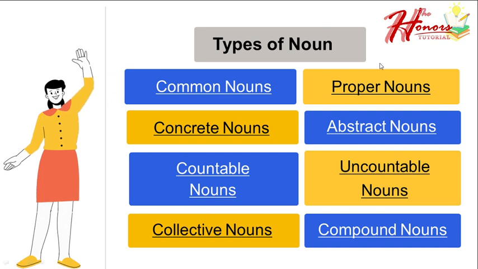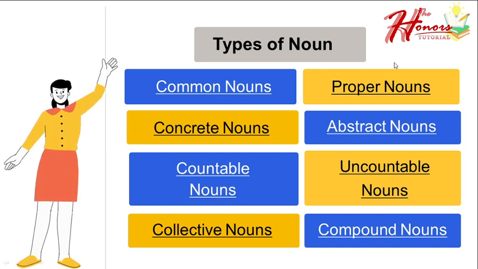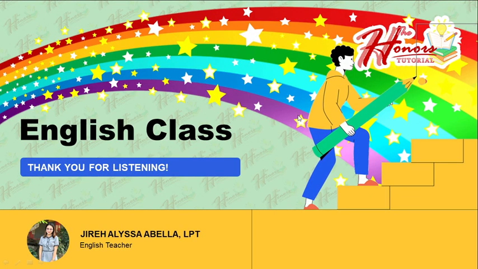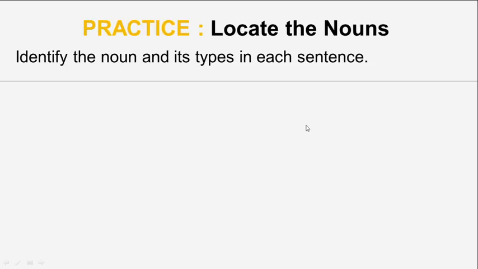Okay, so if everything's clear to you, let's try to answer this short activity. We have here: locate the nouns. I'm going to show you sentences, and then you're going to identify the noun, and later on, let's also determine its type. Let's start. Number 1.